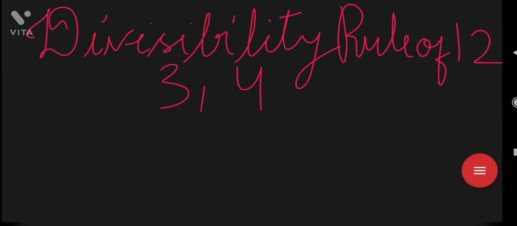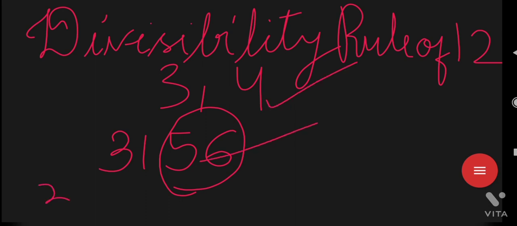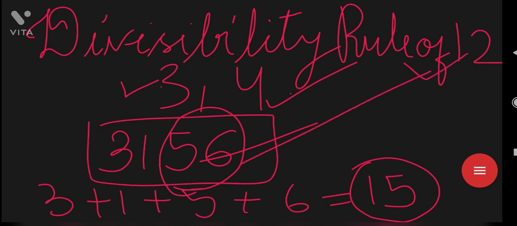Divisibility rule for 12 is, if a number is divisible by both 3 and 4, then that number is divisible by 12. So let's take one example. 3156. First thing is, are the last two digits divisible by 4? Yes, they are divisible by 4. So as per the 4 rule, it is satisfied. Now let us check the 3 rule. 3 plus 1 plus 5 plus 6. 3 plus 1, 4. 4 plus 5, 9. 9 plus 6, 15. So the total is 15. So it is divisible by 3. So this number 3156 is divisible by both 3 and 4. Hence it is divisible by 12.